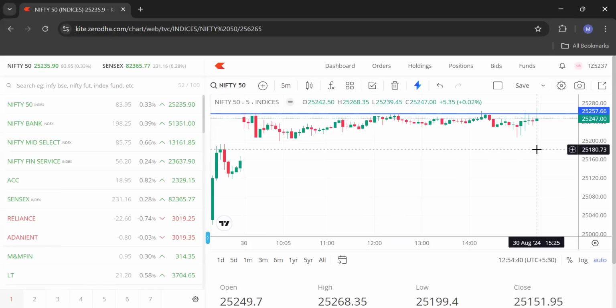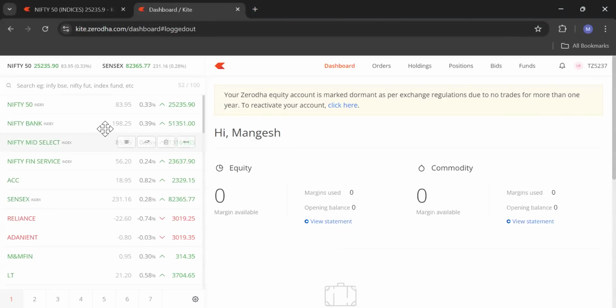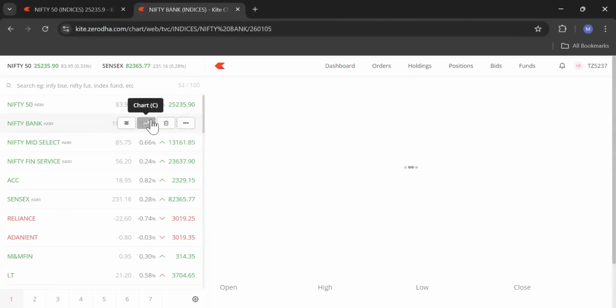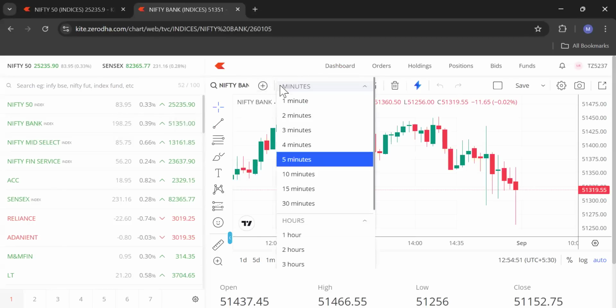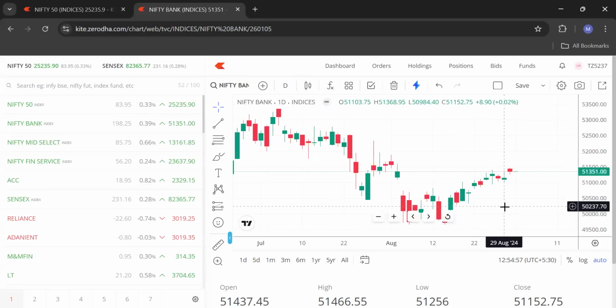Now let's go to Bank Nifty. Another amazing example of Bank Nifty. Let's go on a daily chart first. Let's see what the close was. So the close of Bank Nifty was 51152.75. I will get the square root of 51152.75. The same is 226.16.